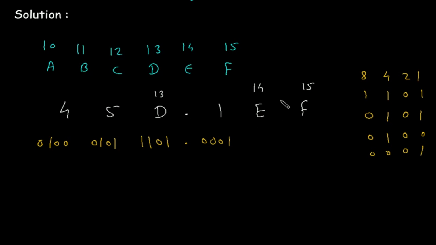Now, E. E is 14. 14 means 8 plus 4 plus 2. So 8 plus 4 is 12, 12 plus 2 is 14, and this will be 0. So 1, 1, 1, 0. Then F. F means 15. So 15 means 8 plus 4, 12. 12 plus 2, 14. 14 plus 1, 15. So this will be 1, 1, 1, 1.